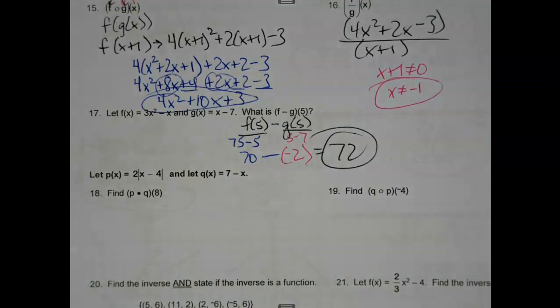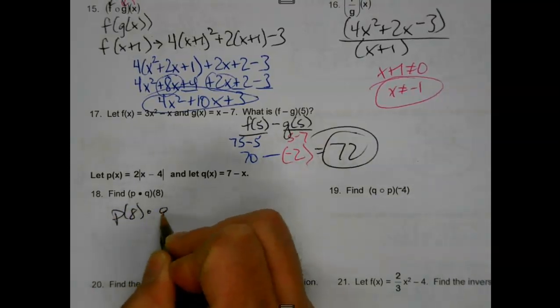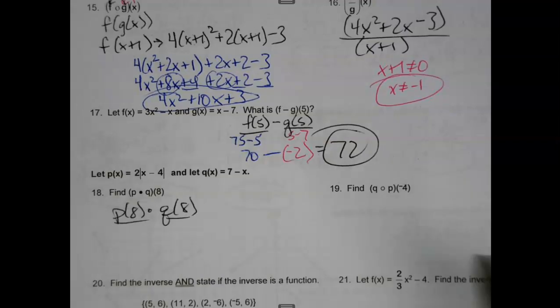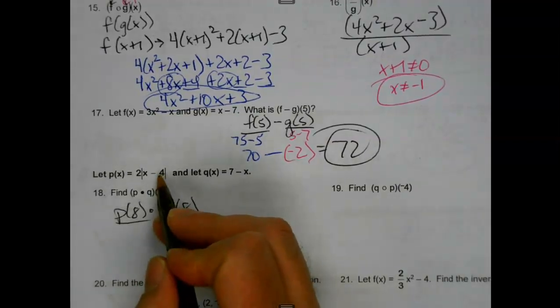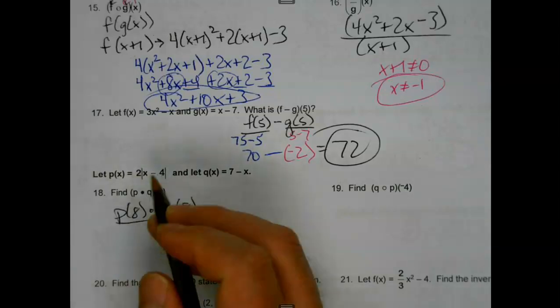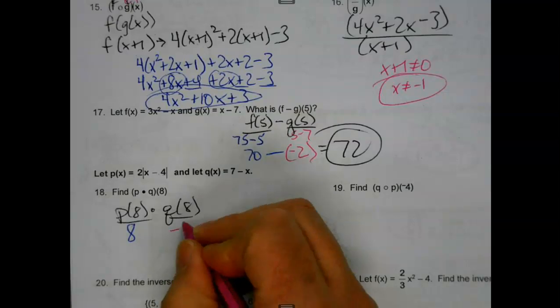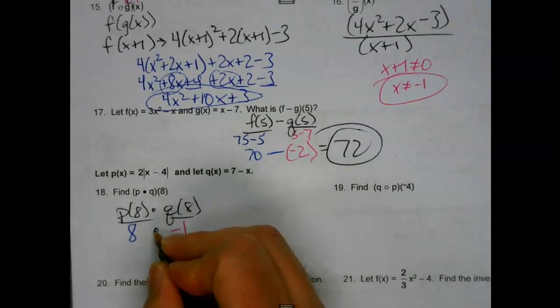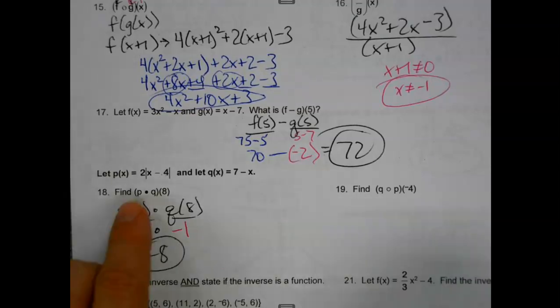So more just kind of substitution things. P times Q, same as what we did up here. Plug 8 into each of these, multiply the answers together. 8 minus 4 is 4. Absolute value of 4 times 2 is 8. 7 minus 8 is negative 1. Multiply the answers.